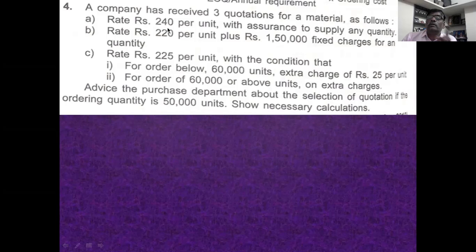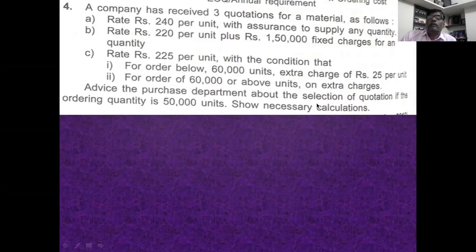First quotation, they are ready to supply at 240 per unit, and they have a lot of ready stock with them. And second quotation, they are ready to supply at 220 per unit, but you have to pay a fixed cost of 1,50,000 additionally. And third is they are ready to supply at 225 per unit, but you have to purchase more than 60,000 units from them. If your purchase is less than 60,000 units, you have to pay 25 per unit extra. That means 250 rupees per unit.